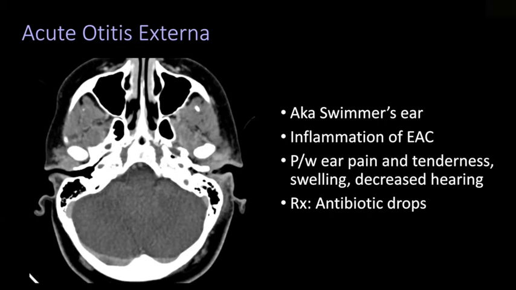And so these are typical findings of otitis externa, also known as swimmer's ear. And these patients typically don't have to be imaged, though they may be imaged with severe infections to look for associated complications. These patients typically present with ear pain, tenderness, and swelling, and decreased hearing, and they can be treated with topical antibiotic therapy.